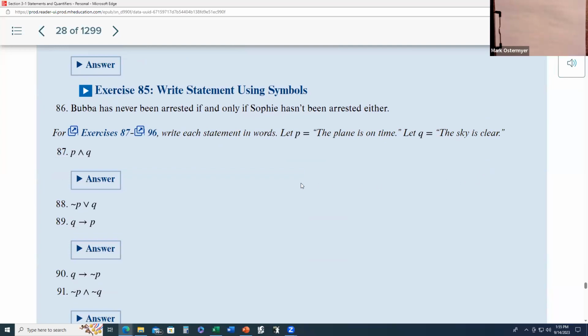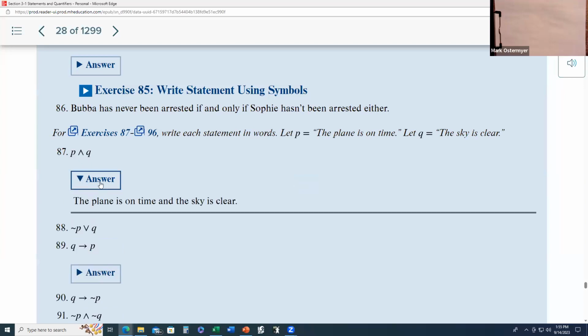All right, how would you write statement 87 in words here? If P represents the statement, the plane is on time, Q represents the sky is clear. The plane is on time and the sky is clear, correct? The plane is on time and the sky is clear.